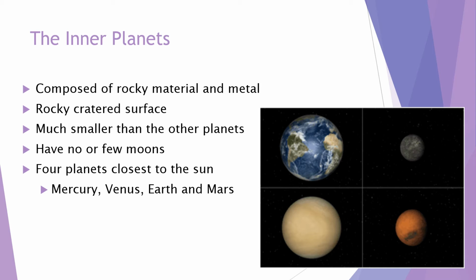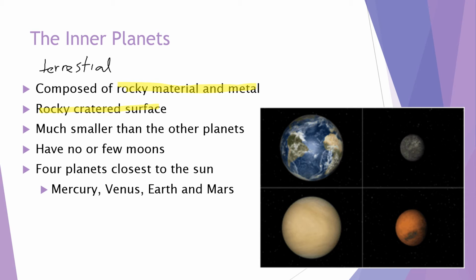Okay, so we have our inner planets. So like I said, that is Mercury, Venus, Earth, and Mars. These inner planets, guys, are composed of rocky material and metals. Okay, so the inner planets, also known as the terrestrial planets, which I'll write right here, terrestrial planets, they are mainly solid planets made up of rocks and metals. They have rocky cratered surfaces.